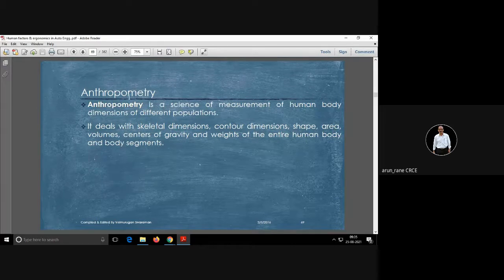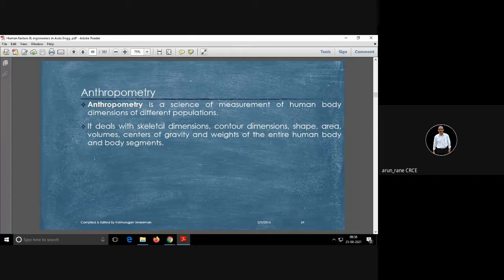So this definition is very important. Anthropometry is the science of measurement of human body dimensions of different populations. Different populations means different categories. Like yesterday I explained, there are some people short, medium height, some very tall, some even 6 feet 6 inches tall. So this slide is very important.